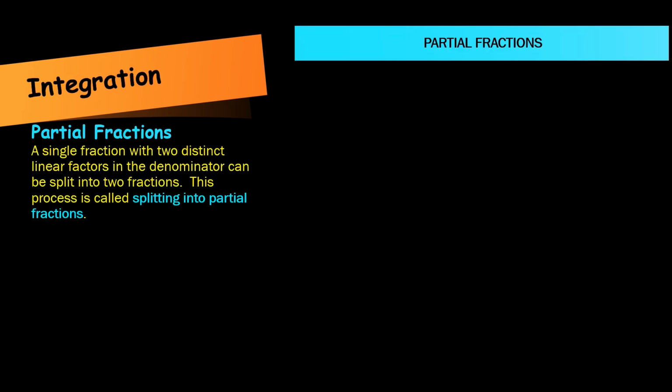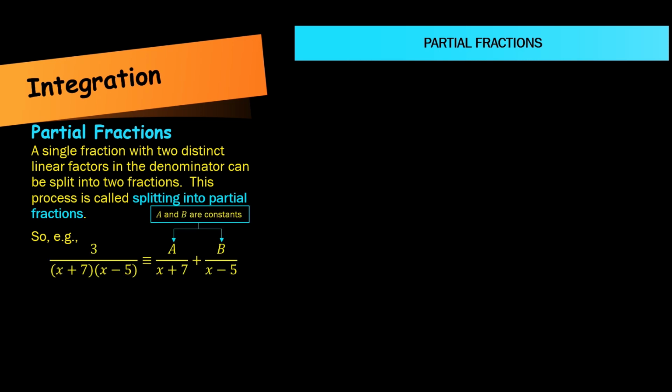A single fraction with two distinct linear factors in the denominator can be split into two fractions. This process is called splitting into partial fractions. So, for example, 3 over (x plus 7) times (x minus 5) is identical to a over (x plus 7) plus b over (x minus 5), where a and b are constants. So notice that we have rewritten the expression on the left as the sum of partial fractions.